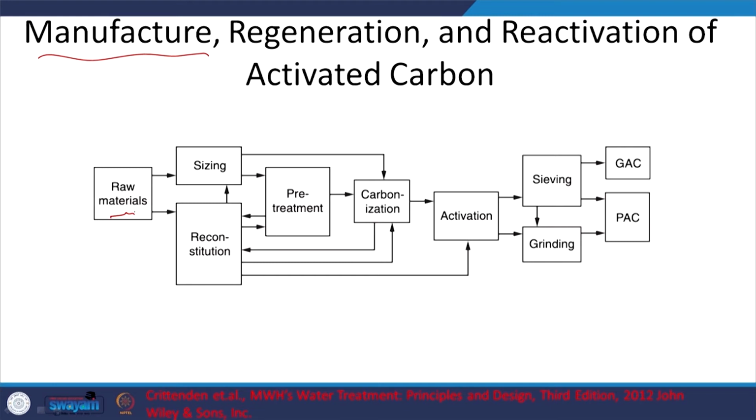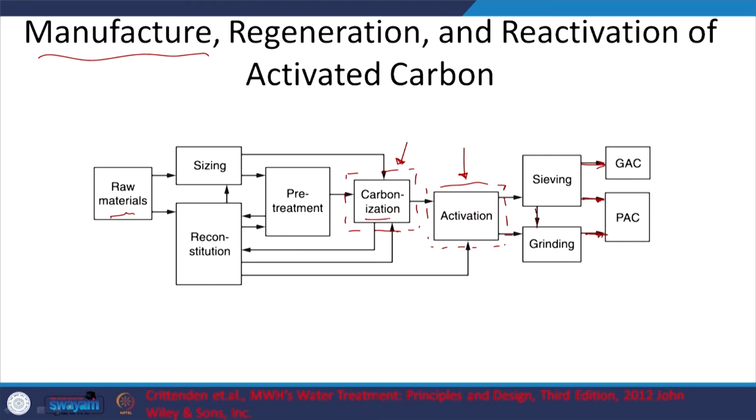So, first raw materials, different types of woods or such, coir. Sizing, the key aspect is that everything comes to carbonization, that is one aspect, and after carbonization we have what is called activation. So, two aspects, carbonization and the other one is activation, and then sieving to look at the size or separating the size, the bigger ones GAC, smaller ones PAC. If you want PAC, obviously you can grind it and then get PAC.